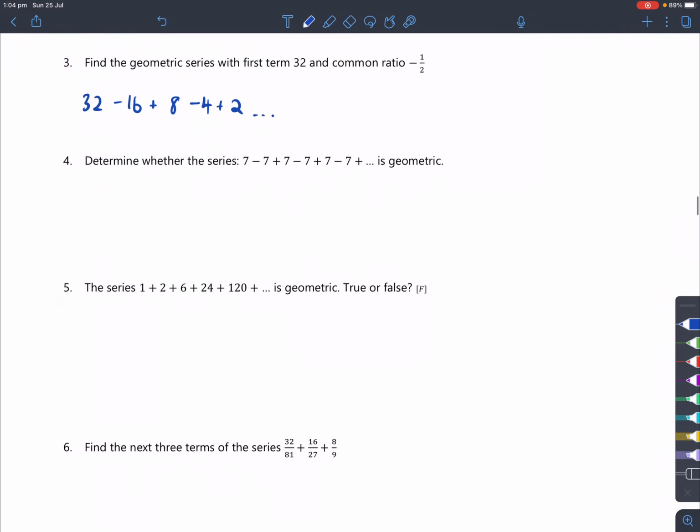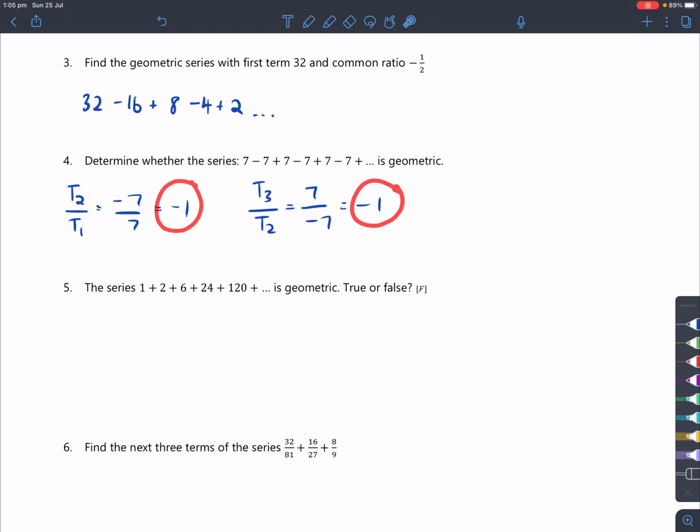Question 4. Determine whether the series is geometric. Well, in order to do that, you need T2 over T1. So second term is negative 7 over first term, which is 7, is going to equal negative 1. And we have to prove that it's equal to term 3 divided by term 2's result. So term 3 is positive 7, divided by term 2, which is negative 7, and that will give you negative 1. So since the ratios are the same, we can say the series is geometric.